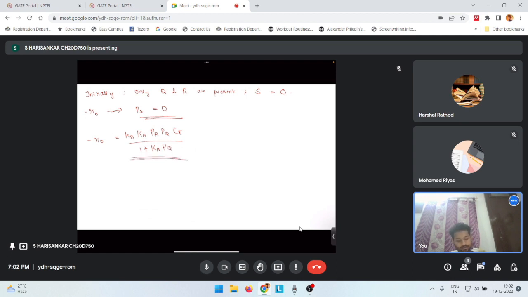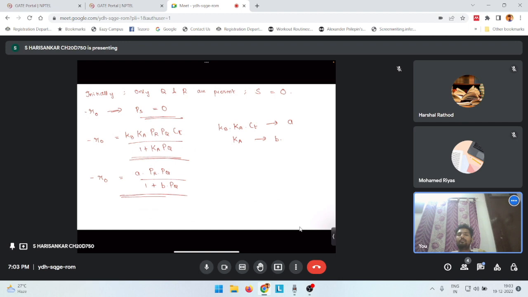Now if we take Kb into Ka into CT as a constant A and Ka as B, we'll get this initial rate as minus R0 is equal to A into PR PQ by 1 plus B PQ.